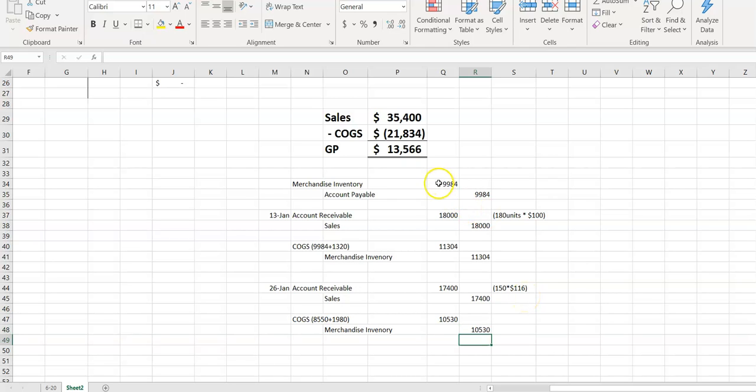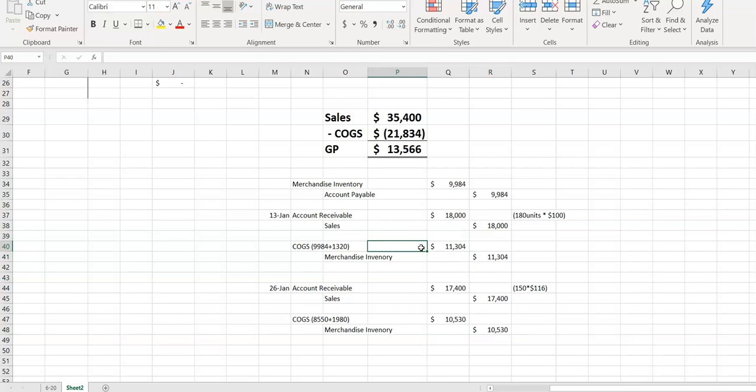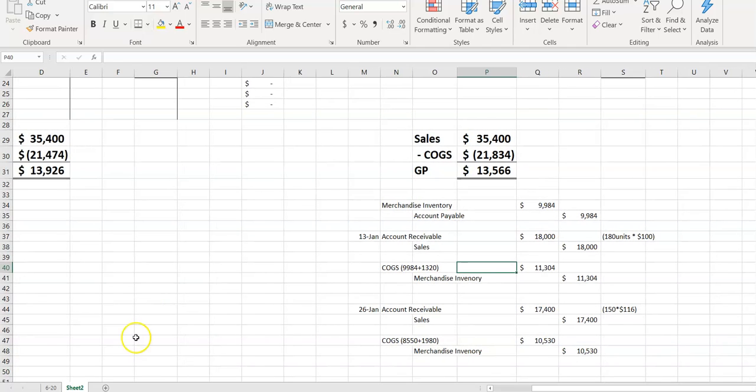Okay, and that's where that inventory card comes into play and all those calculations. You have to do those to get the journal entries. Okay, that is it for what we're going to be doing in Chapter 6. Let me know if you have any questions.